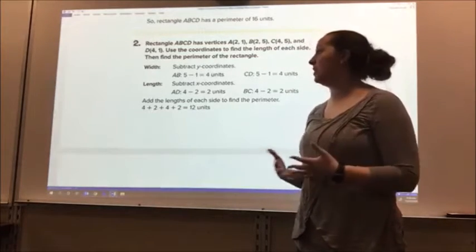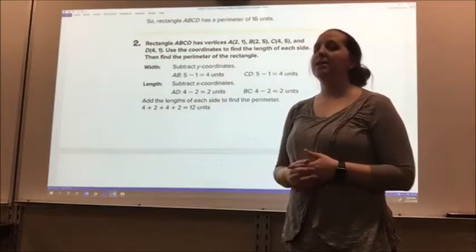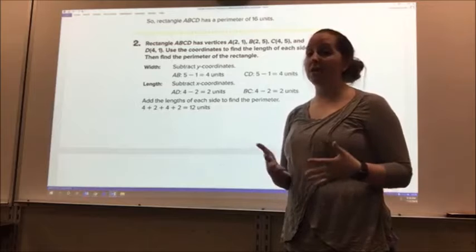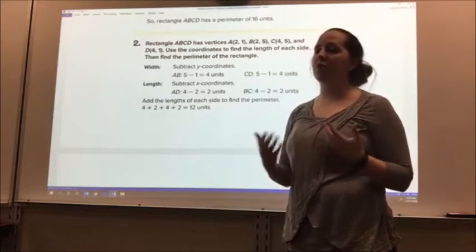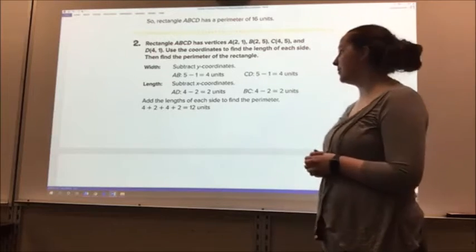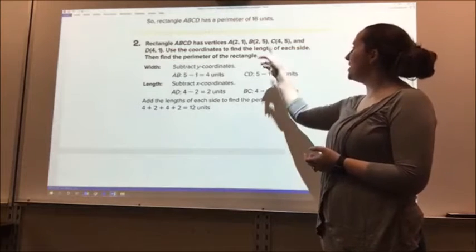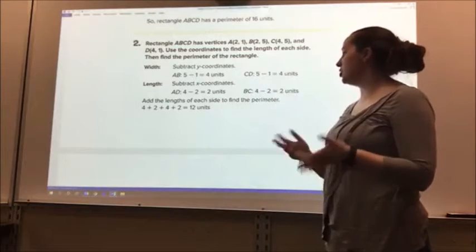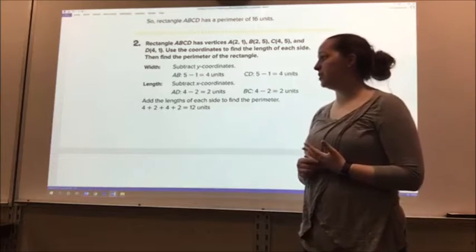In this case it says it's a rectangle, so we know that the opposite sides are the same. Sometimes it will just say a polygon or a parallelogram, so you don't always know if the sides are completely the same. Now subtract my x-coordinates. 4 minus 2 gives me 2, and 4 minus 2 gives me 2. Add the lengths. 4 plus 2 plus 4 plus 2 is 12.